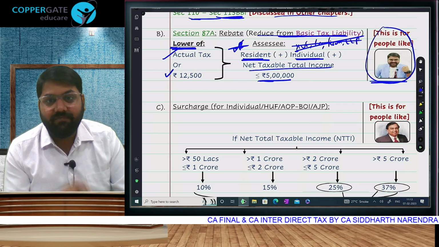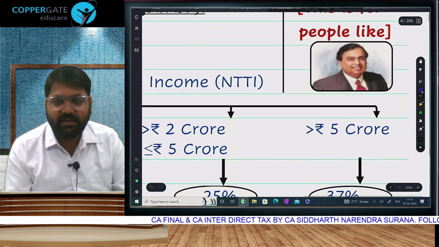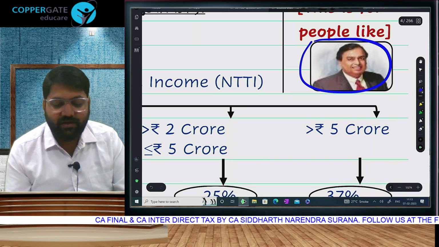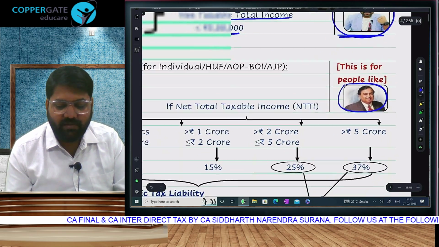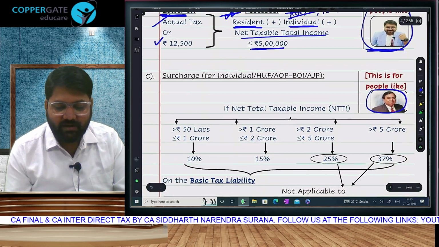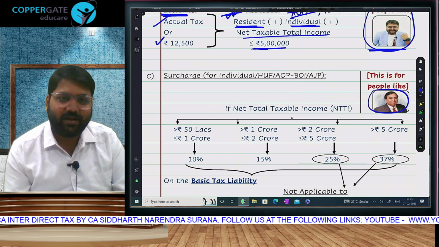But then along with rebate, we also have the concept of surcharge, which is obviously applicable for people like this. I had a strong feeling that I should change this image and remove Ambani and put Adani out here. But honestly, the last few days make us realize that there is no point in putting Adani here.